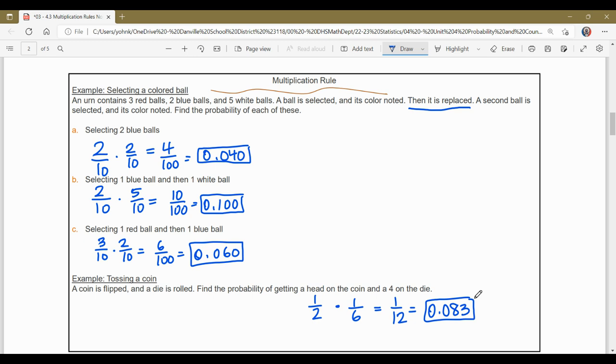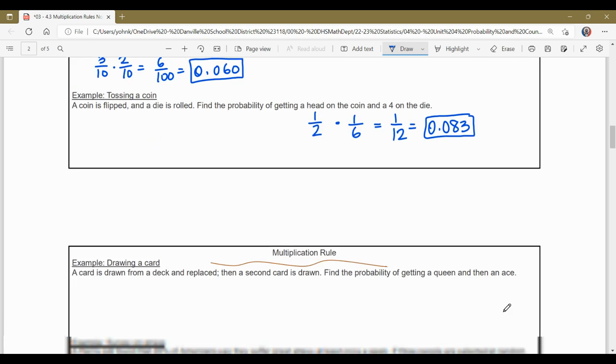Okay, so again, make sure that your two events that you're doing or talking about or experimenting with are independent. If they are, then you can multiply them. If they're not, then we have plan Bs.